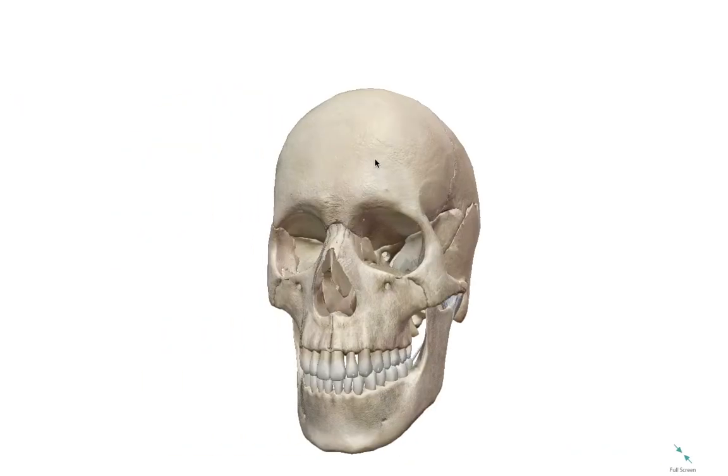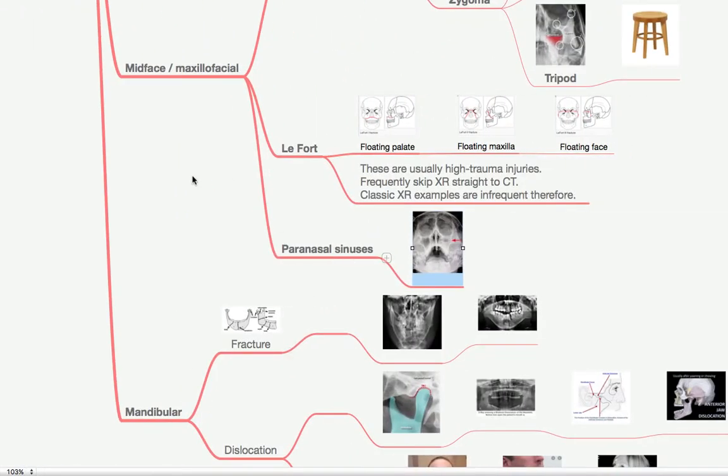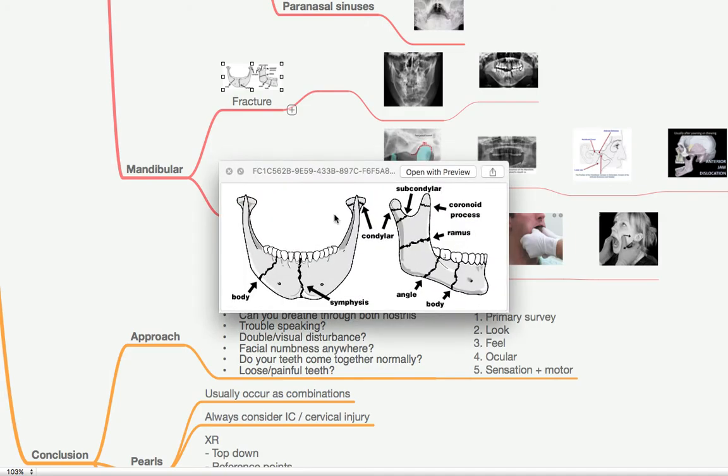Okay, so what have we done so far? We've done the frontal bone, we've done the orbits, we've done the nose, we've done the maxilla, we've done the zygoma, and that whole midface area. Now we're moving on to the mandible, this bone down here, the lower jaw. So the mandible can have 2 different types of injury. Fractures is one of the first ones.